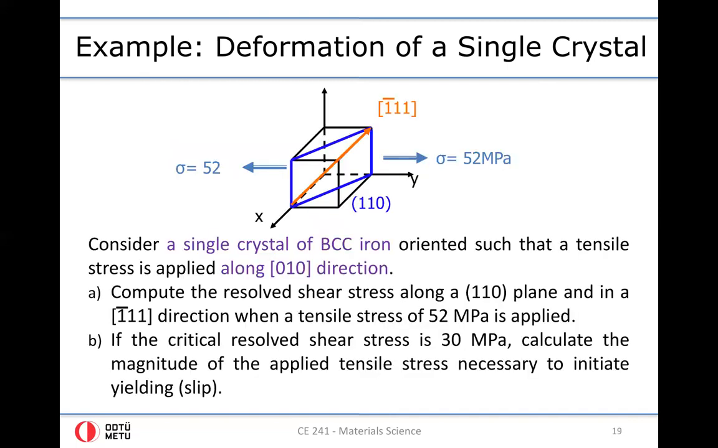Another example problem. In this case, we have a single crystal of body-centered cubic iron. Remember, iron belongs to a group of materials that have BCC structure, as chromium, for example, oriented such that the tensile stress is applied along the 0, 1, 0 direction. In other words, in the y direction. Excuse me that the label of this vertical axis is missing. I will correct this typo in the revised version of these slides that are going to be uploaded.